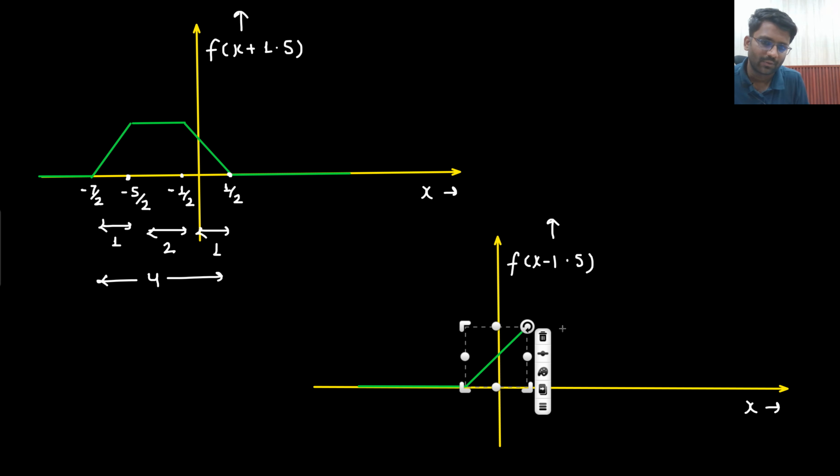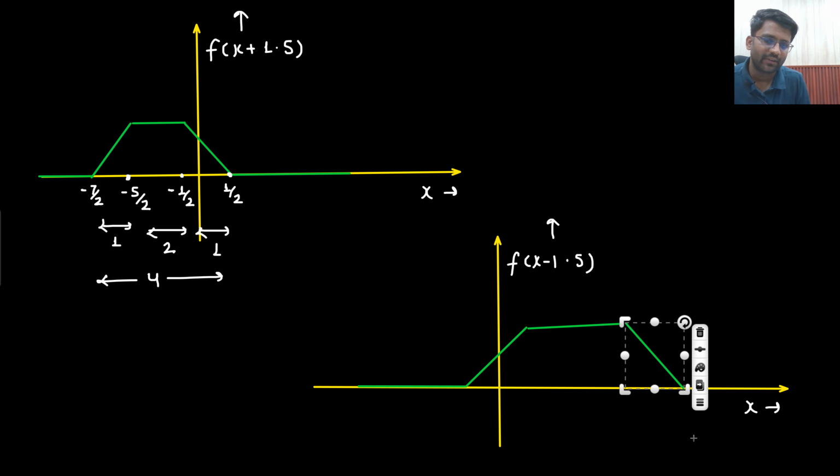So this is how the graph would go. You can think on your own and draw the graph. I have already given the scenarios: 2 will become 2 plus 3.5, or you can say plus 7 by 2. 1 will become 1 plus 3 by 2, which will be 5 by 2.